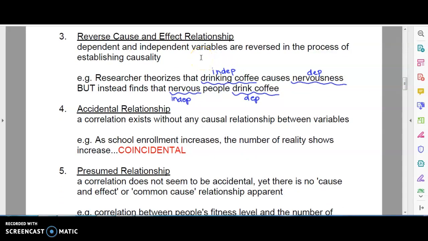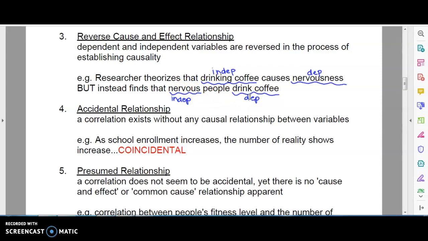Another one we have, number three, is reverse cause and effect. So the dependent and independent variables are reversed in the process of establishing causality. Okay, so a researcher says or thinks that drinking coffee causes nervousness, but in the course of his research actually realizes that it's the opposite, the reverse, that nervous people drink coffee.